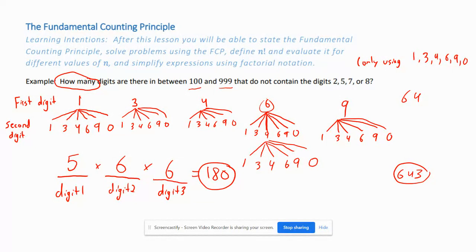So what the fundamental counting principle deals with is problems where essentially you're making a series of choices. You need to think, how many options do I have for choice 1? How many options for choice 2? How many options for choice 3, and so forth? Then you multiply those numbers of options together, and that's going to be your total number of cases at the end.